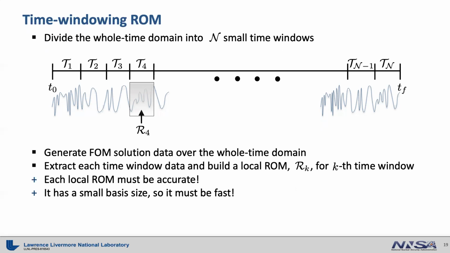dominated solution, right? Once all the local reduced order models are constructed, in the online phase, depending on where the simulation is in the time domain, it invokes the appropriate local reduced order model and uses it to propagate in time. The idea is very simple, as I said, right?